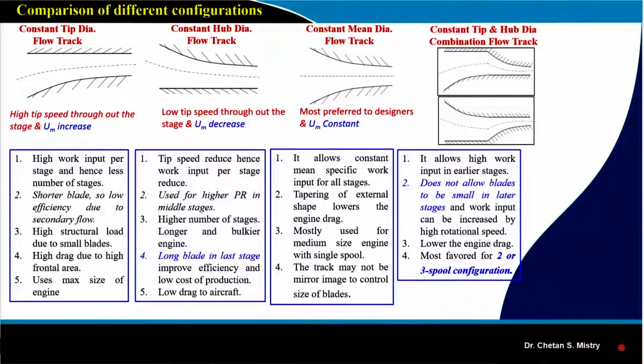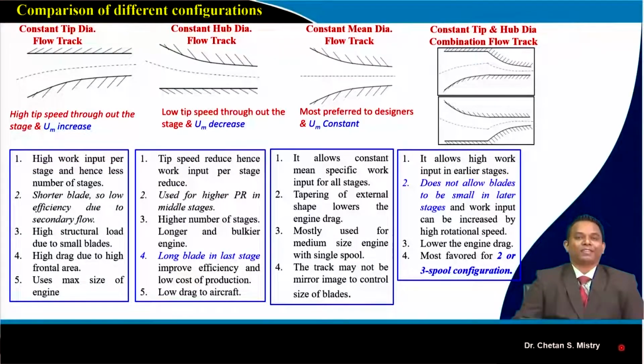In last lecture we started discussing different flow track configurations, and we can say this is also a part of aerodynamic design of axial flow compressor. We were discussing different flow tracks. We can have a constant tip diameter flow track, a constant hub diameter flow track, a constant mean diameter flow track, or a combination of constant tip and hub kind of configuration.